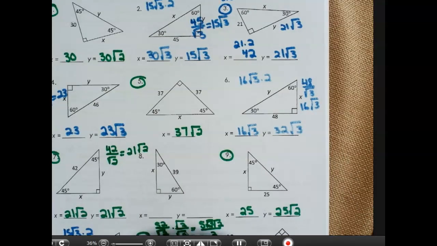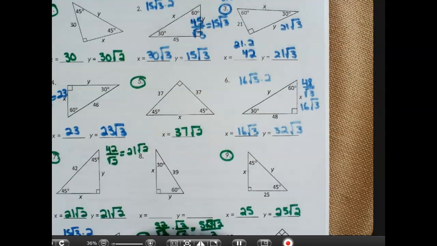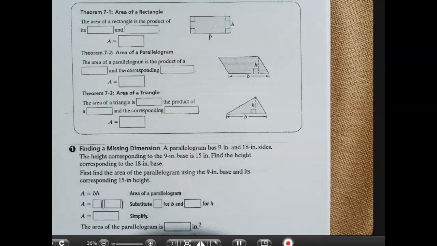Okay, hopefully that gives you enough instruction. I did most of them on this page, but not all of them. So you are going to finish up that page, and then you've got the back side as well.